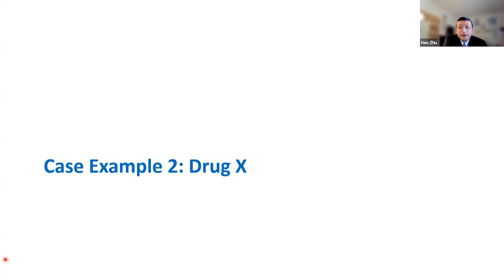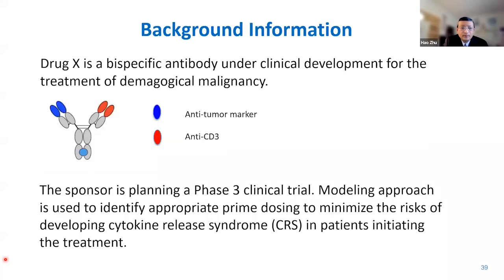Now we're moving to the second case for drug X. Next one, please. Drug X is a bispecific antibody under clinical development for the treatment of hematological malignancy. And this diagram shows the structure of the antibody. One FAB arm targets CD3 T cells, and another arm targets a specific tumor marker.